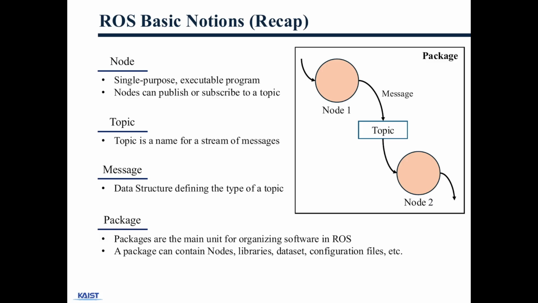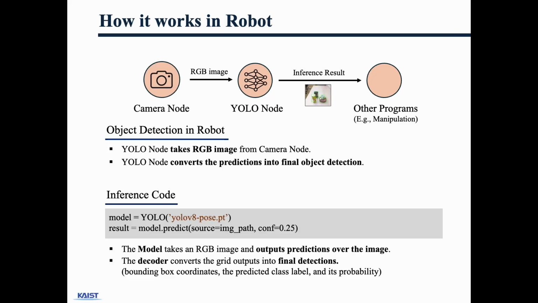camera which receives images, and those images have to be sent to the YOLO program. The YOLO program processes the image and produces the output to send it out. So YOLO acts as a node. So there is a camera node which takes RGB images. It sends them out to the YOLO node, and the YOLO node performs the detection.